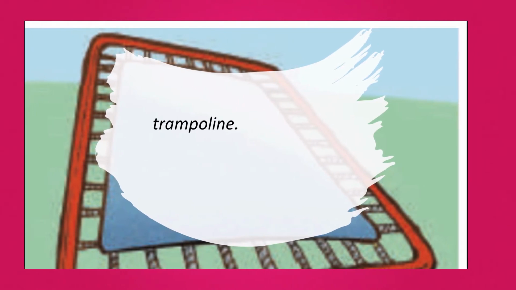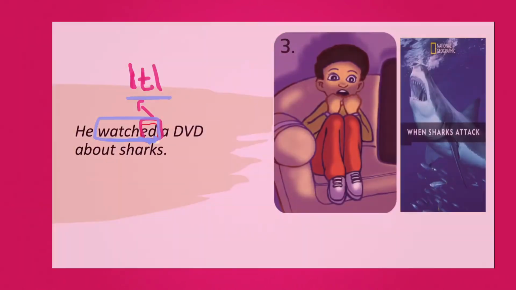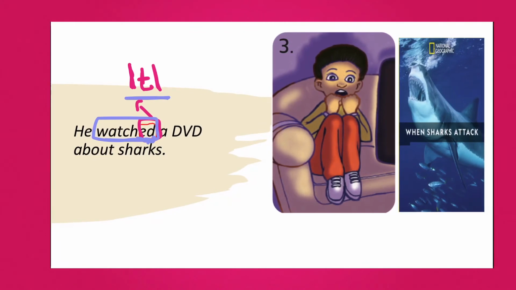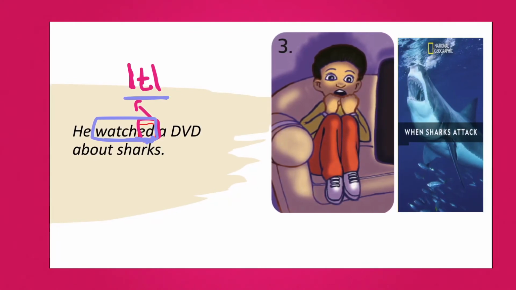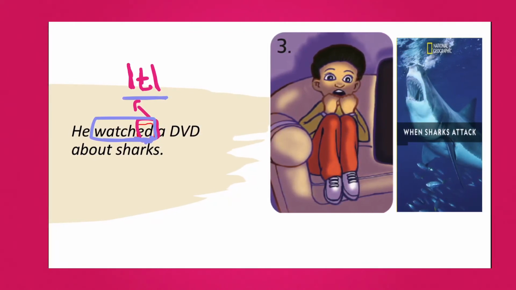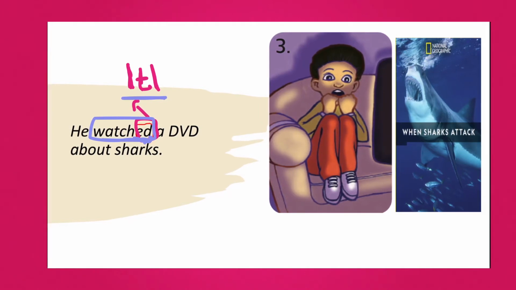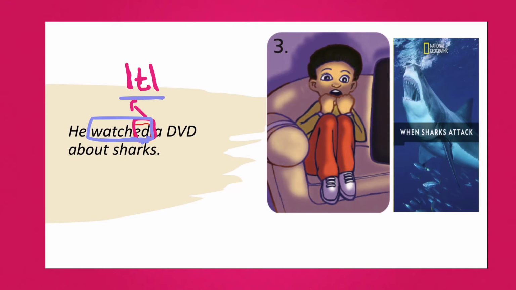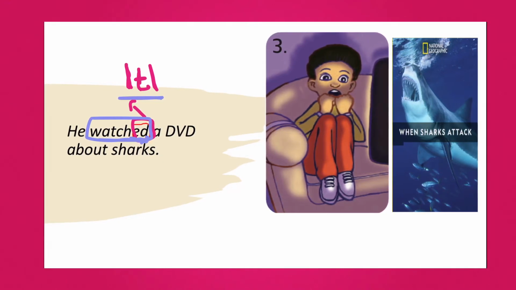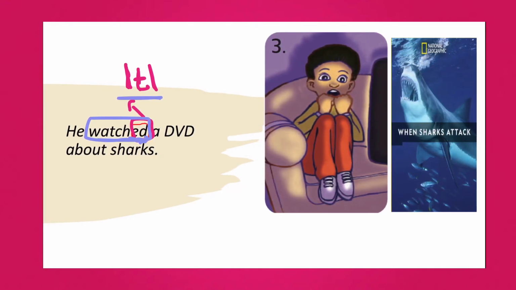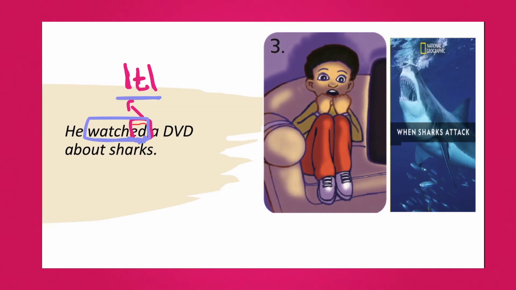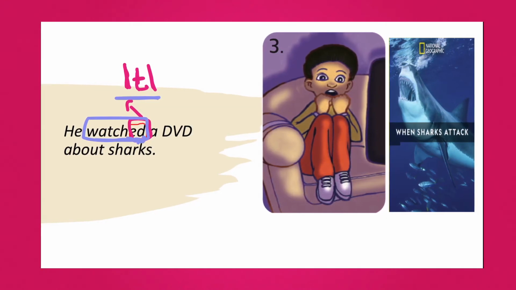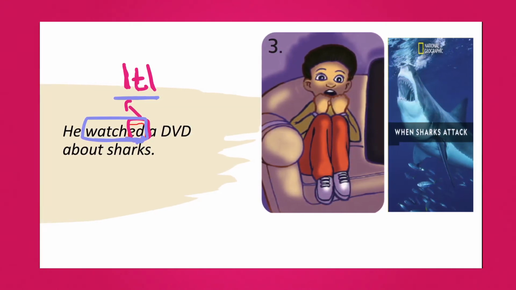Trampoline. We have two pictures here. First thing we're going to do is look at them. Here we have a boy. He looks like he's scared. So the boy is scared. And why is he scared? Why do you think he is scared? Because he is watching a DVD about what? About sharks. Okay, so watching a DVD about sharks is a scary thing.